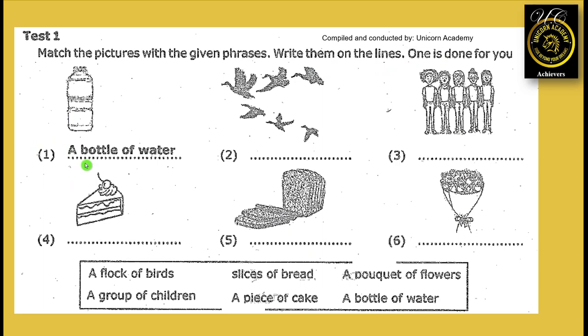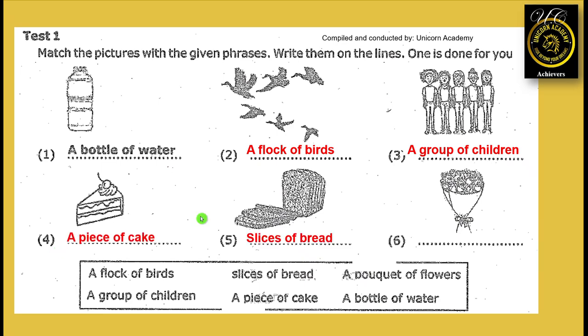Example, first one, a bottle of water. Number 2, a flock of birds. Number 3, a group of children. Number 4, a piece of cake. 5, slices of bread. 6, a bouquet of flowers.